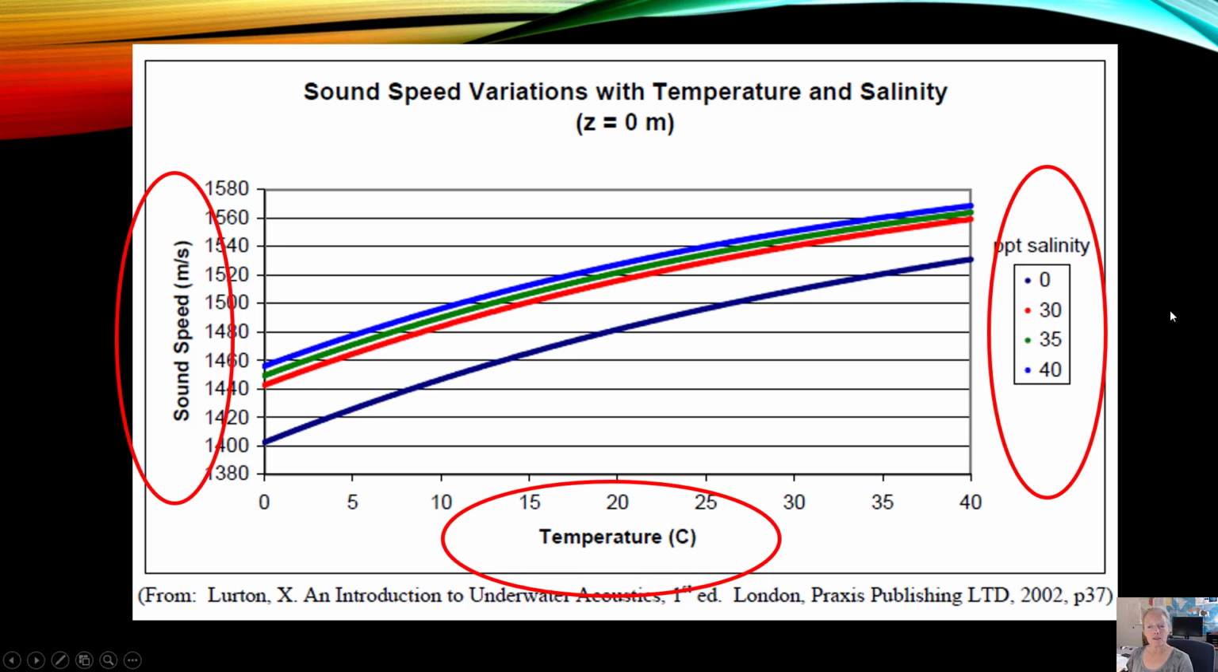So what we're seeing here is a bunch of different things. First of all, no matter what the salinity, the warmer the water, the faster the sound. And if it's more saline, because this is the most saline, then less, then less, then less. You can see the more saline it is, the faster it moves. Again, it's not as big a difference, but it's appreciable.